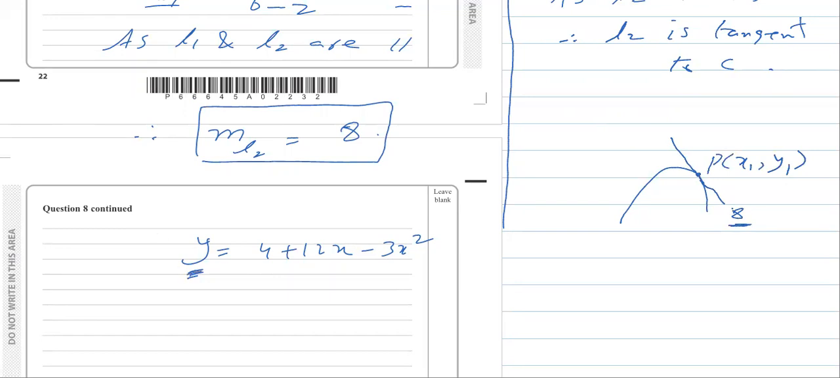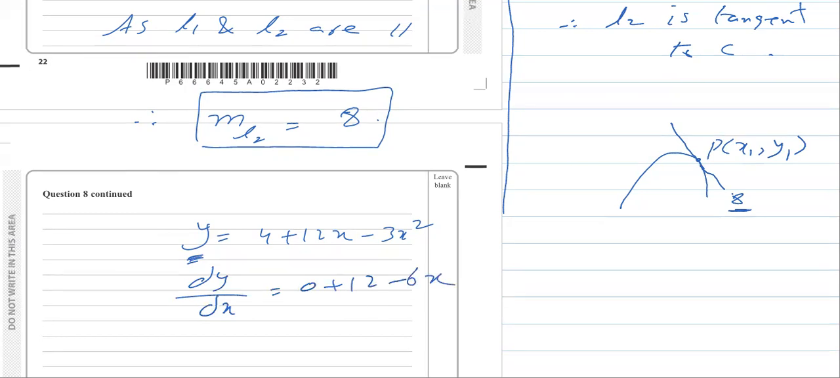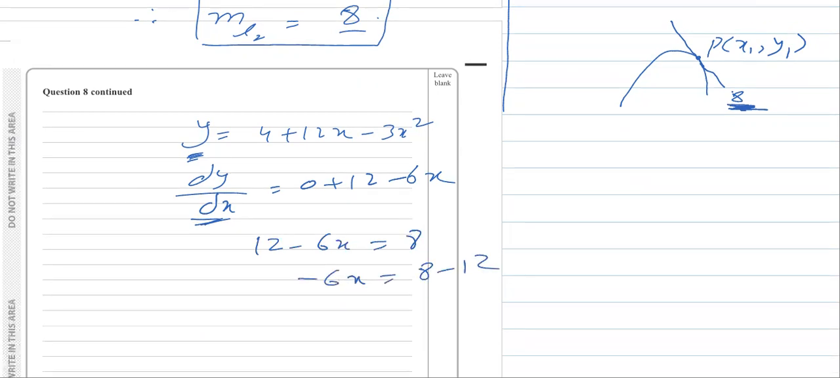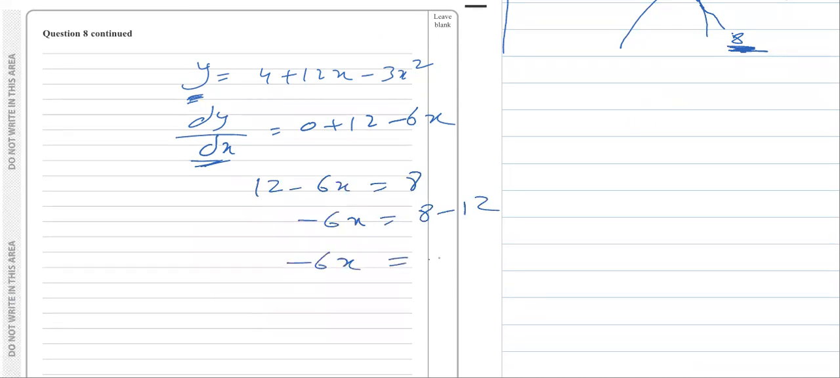So now, the gradient of the curve at this point will be the gradient of the line also. So take dy over dx for this one. It will give you 0 plus 12 minus 6x. Now, we know that dy over dx represents the gradient, and the gradient for this line is 8. So 12 minus 6x equals 8. You will have minus 6x equals 8 minus 12, so minus 6x equals minus 4. So x will be minus 4 over minus 6, which is 2 over 3.